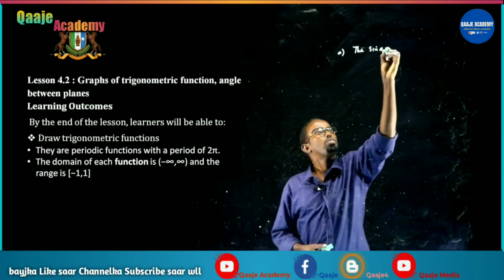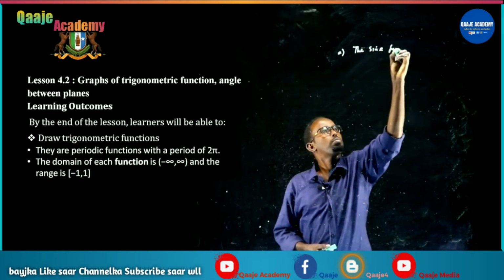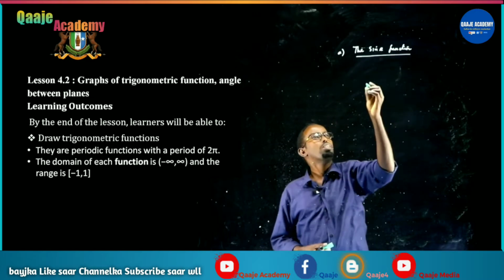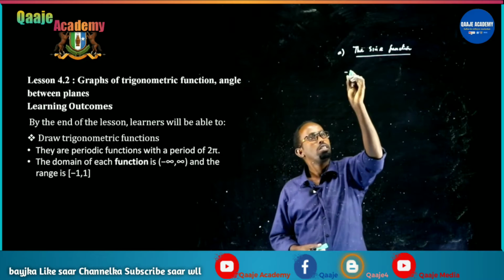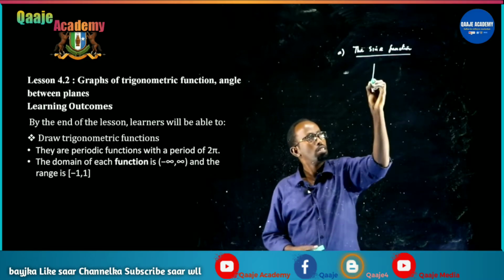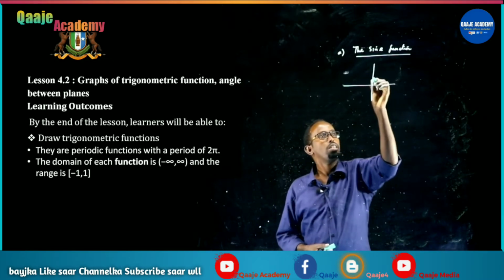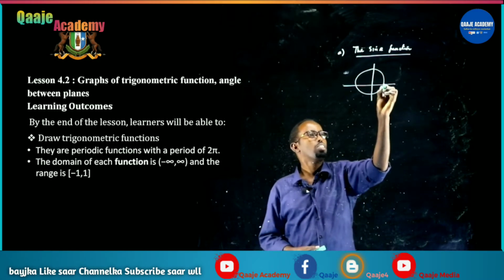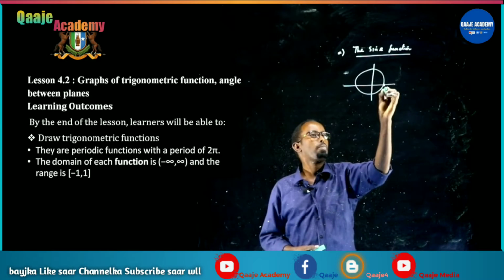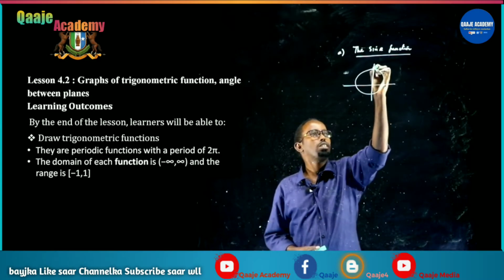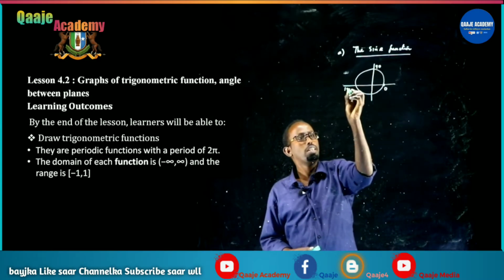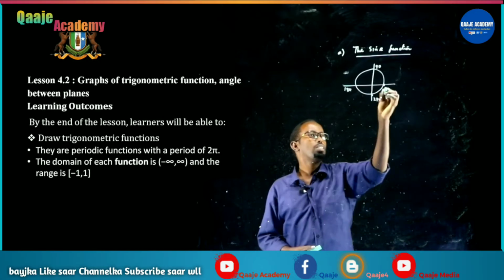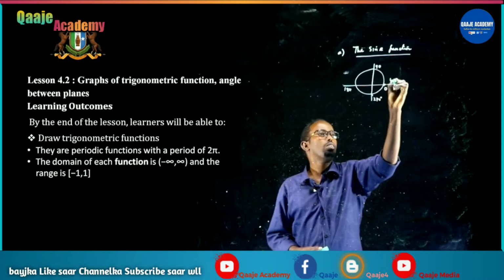The sine function. And we're using the unit circle to come up with the points. So this is angle 0 degrees. This is 90, 180, and then 270. The coordinate is 1, 0.